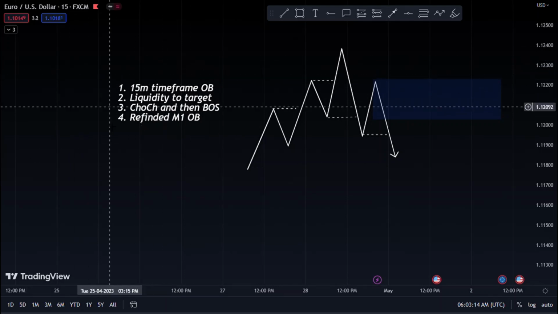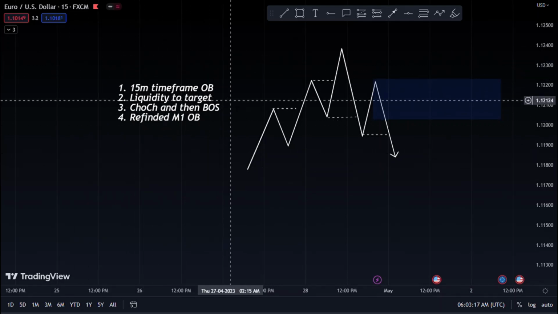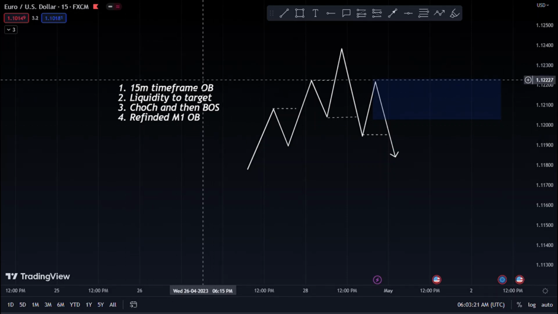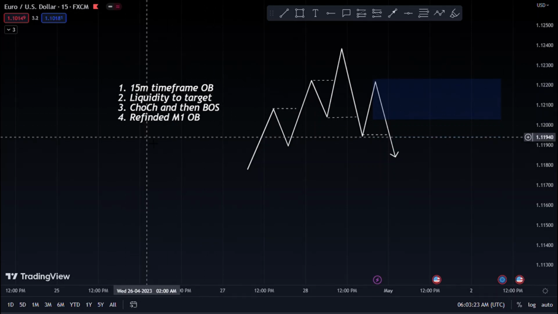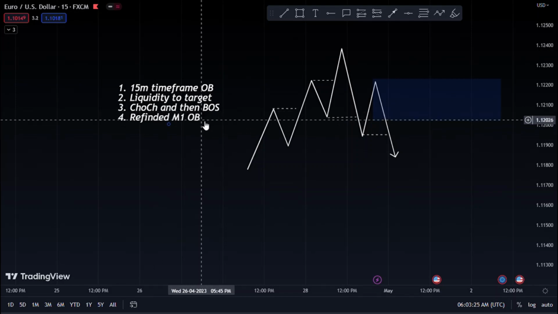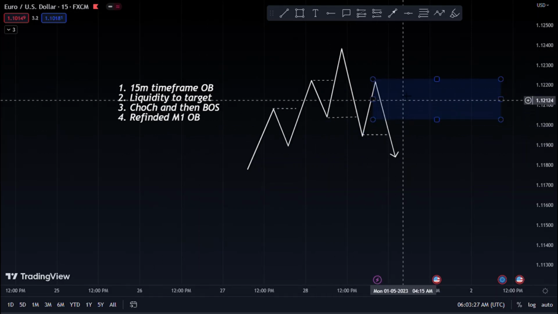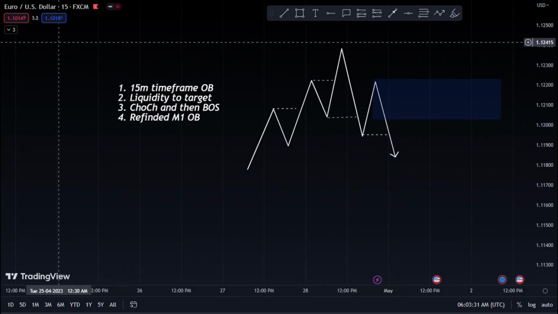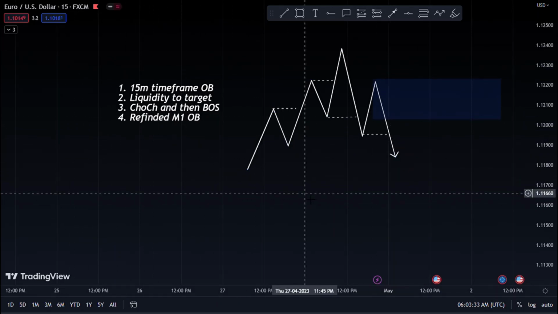Let's look at the following guidelines that you need to follow. At first you have to look at the 15-minute time frame order block, and then liquidity to target, and then we have to look for change of character, then breakup structure like this market structure as I have shown you, and refine the 1 minute OB. Let me go to the 15-minute time frame.